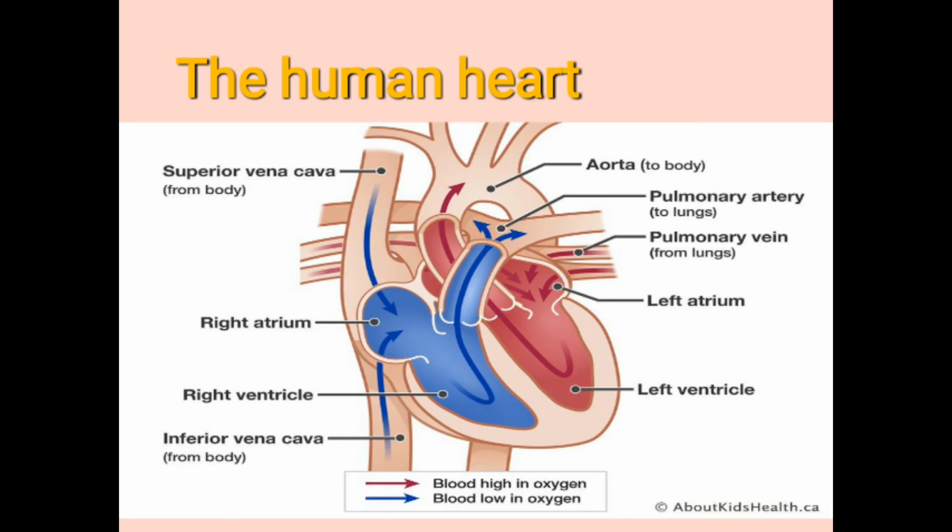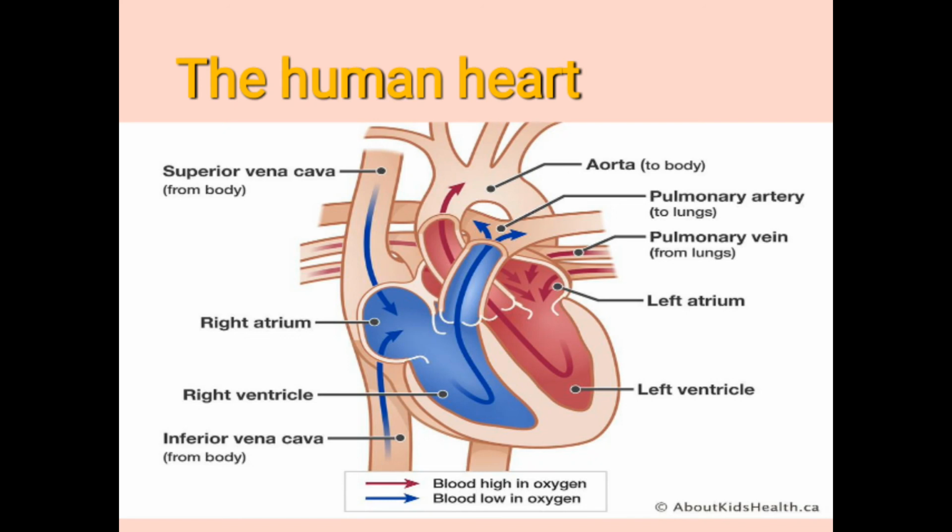And then from the left ventricle, the blood which is oxygenated enters the aorta. So the function of the aorta is that it transports oxygenated blood to different parts of the body. So it is important to take note of that. To different parts of the body. That is what the aorta does.